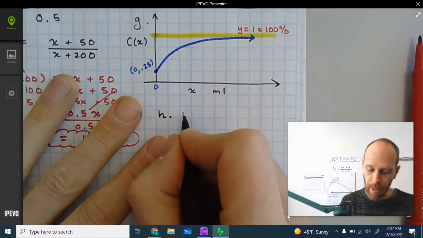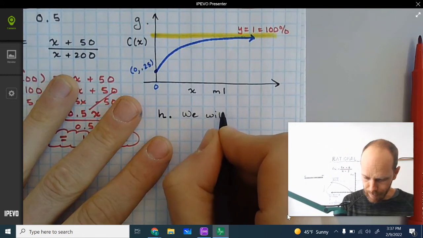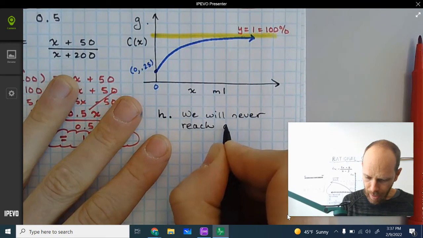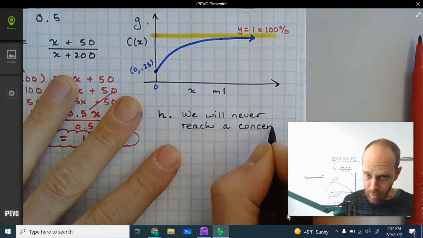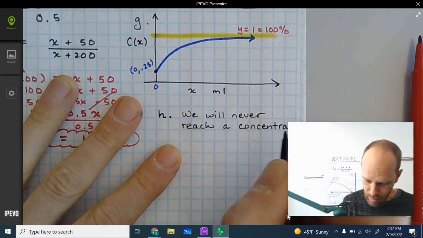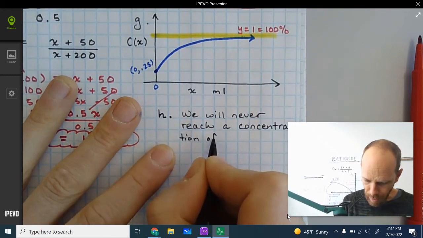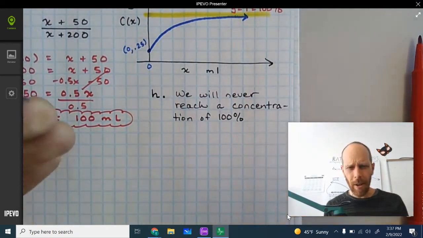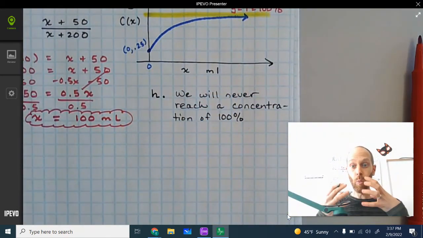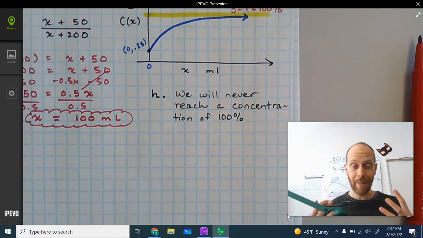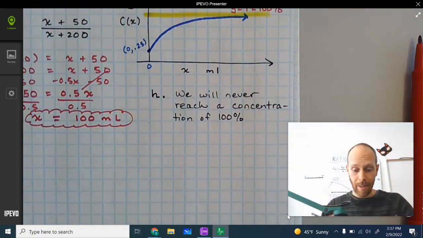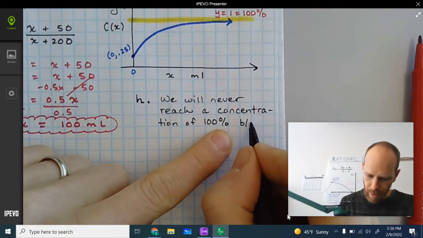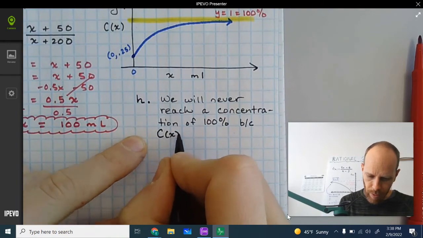Okay, we will never reach a concentration of 100%. Now, some of us would say, this is sort of a no-duh situation because there was already some water in there to start, and that water is always going to be there, and it's going to prevent us from ever hitting 100%. But we can also see it here graphically because C of x will never touch the asymptote.